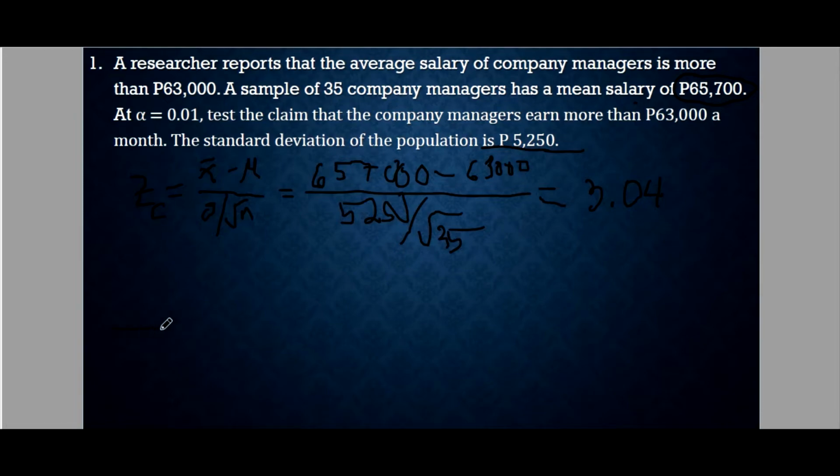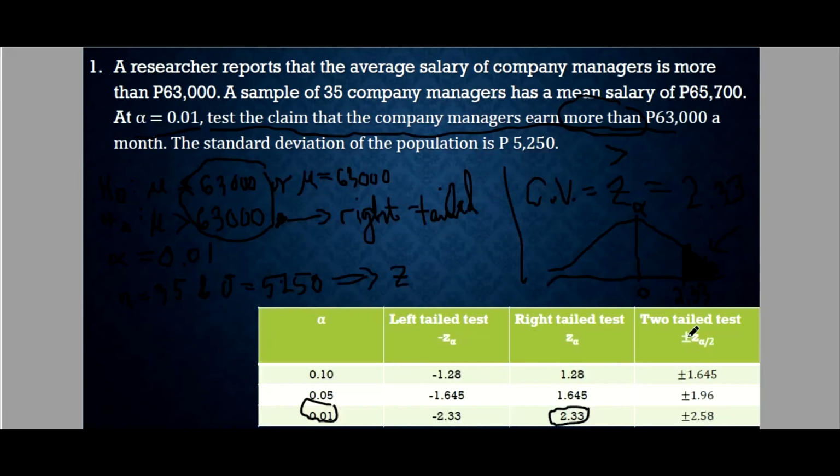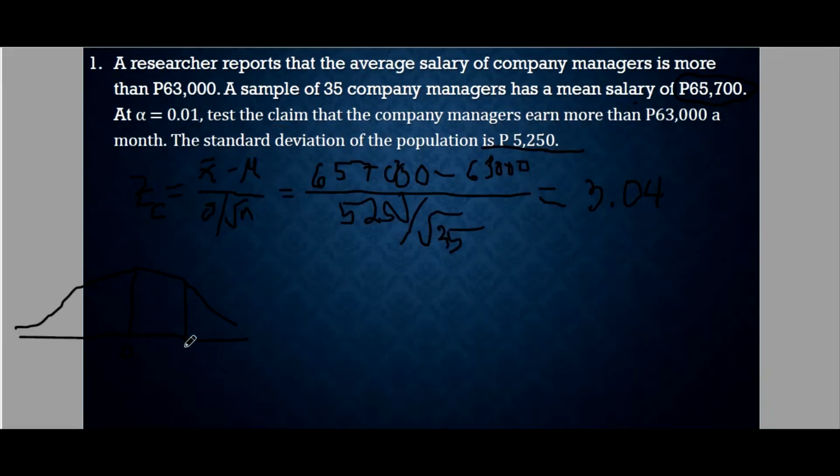Now let's draw this one in order for us to make a decision. Okay, let's make it bigger. So our critical value is 2.33, so it's somewhere here, 2.33, and this is our critical region. Now let's locate 3.04. Positive 3.04 is here, right? It's greater than 2.33.